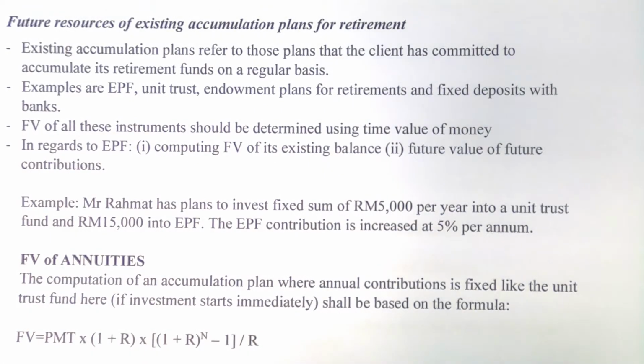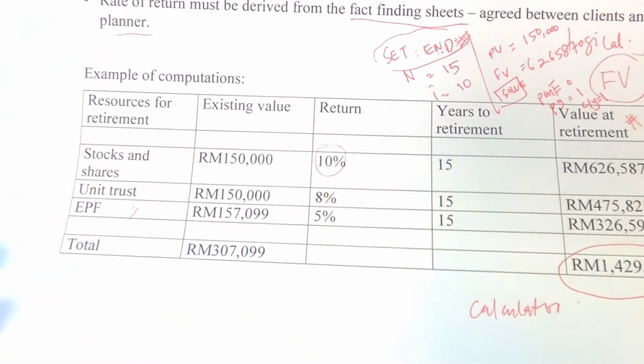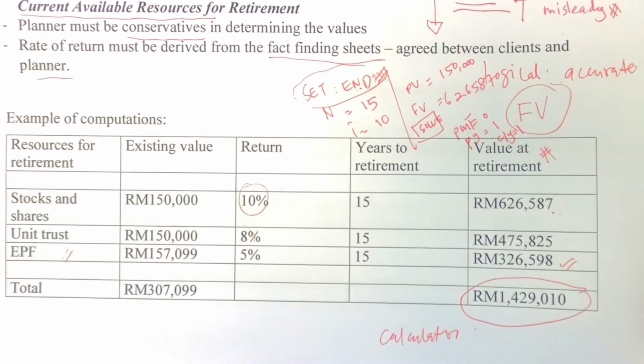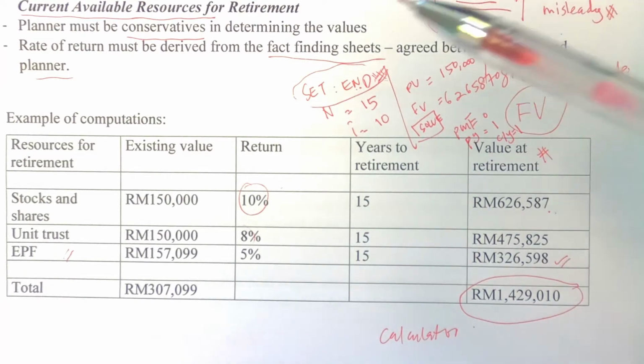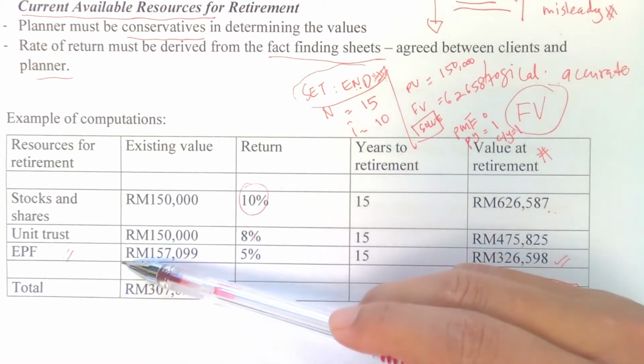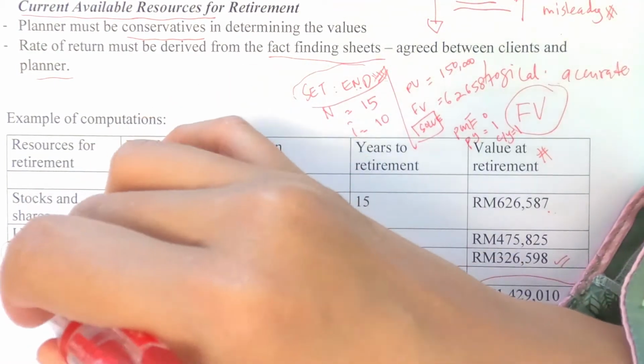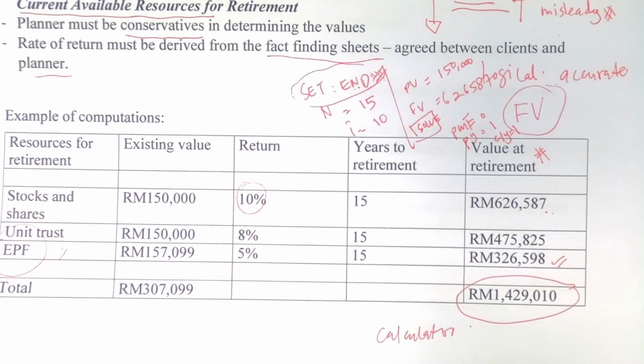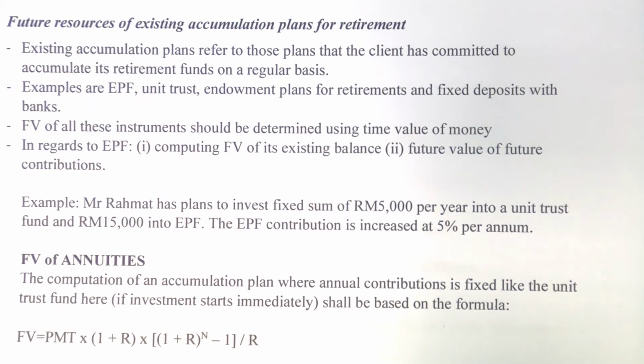Alright, just now we already had a look at the current available resources for retirement. This is the table before, where you can see we have stock, unit trust, EPF. So this is the current EPF available for retirement.